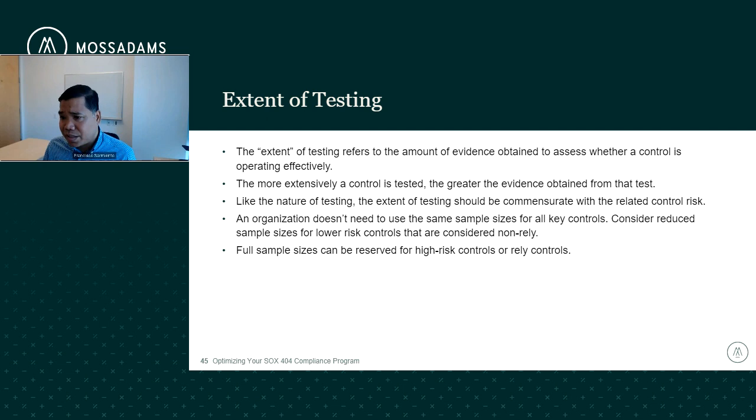For management self-assessment, for non-rely controls, you can determine what samples you're comfortable with. External auditors may require 25 samples. You could limit to 15 samples. So there are so many ways you could reduce the effort of it, particularly if the external auditors are not relying on that.